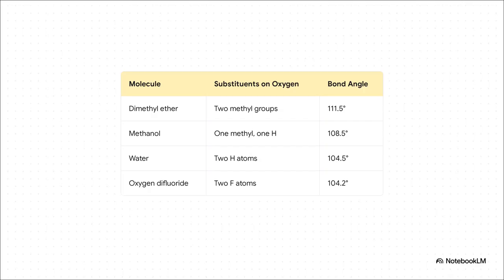Okay, now check this out. This is where it gets really telling. All of these molecules have a central oxygen with 2 lone pairs, so VSEPR theory would kind of predict a similar squishing effect for all of them. But look at the actual angles. When we attach these big electropositive methyl groups, the angle is actually wider than 109.5 degrees. And as we swap those out for more electronegative atoms, first hydrogen, then fluorine, look at that. The bond angle just keeps shrinking step by step.